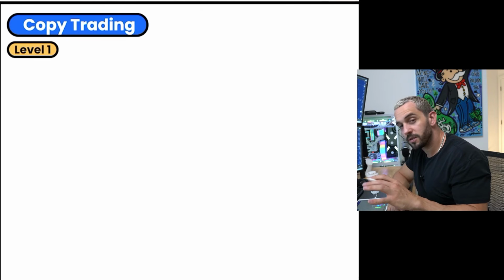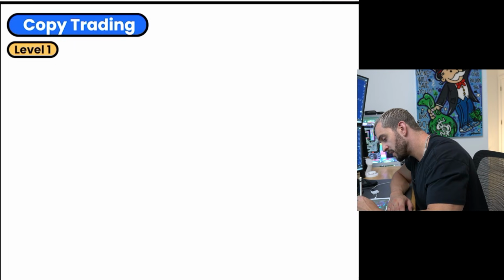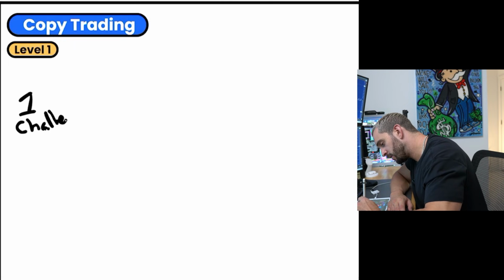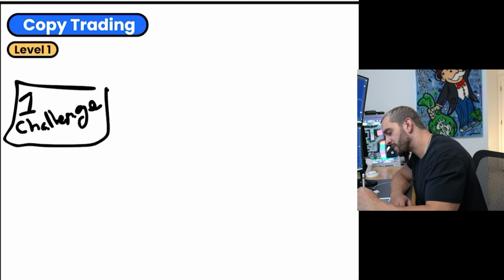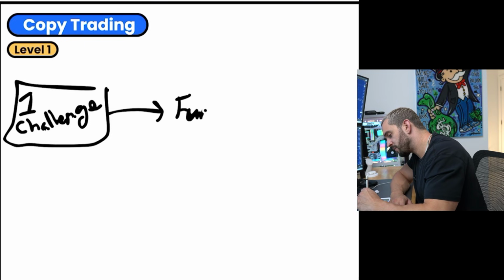And this is what brings me to one of my favorite parts of this section. I'm gonna break down copy trading into 3 different categories. Starting off with level 1, it's gonna be easy mode. Now what we're gonna do with level 1 is go buy our first challenge account, right? You're gonna do this whole trading plan, you're gonna start trading, and then you're gonna pass and get funded. And now you're in phase 2, right?